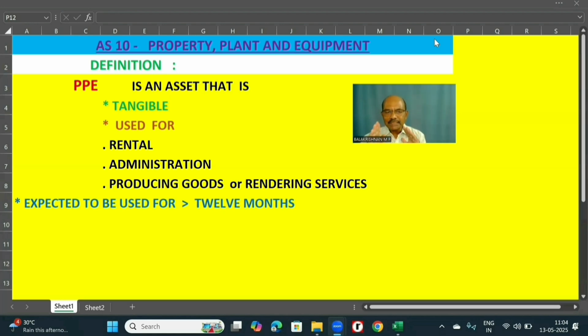First of all, it should be tangible. It should be useful for any of these: renting out, administrative purposes, producing goods, or rendering services. Well, administrative purposes is in a wider sense: selling, distribution, accounting, finance, etc. And now, once it is tangible and is one among any of these, we should check whether the expected life is more than 12 months, that is, one accounting period. Once this is done, it is property, plant and equipment.